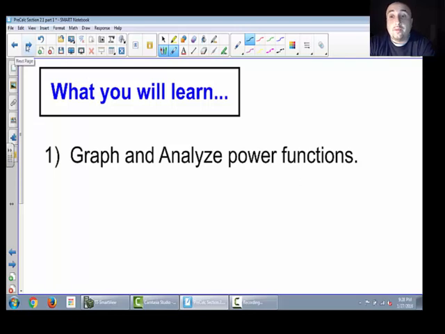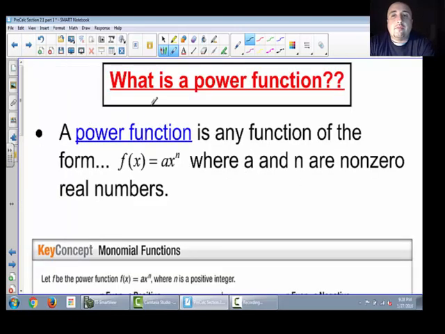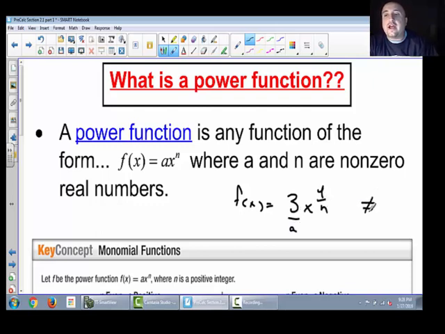All right, so we have to figure out what a power function is to begin with. So a power function is any function of the form f of x equals ax to the n, where a and n are non-zero real numbers. So they can be any number you want as long as they're non-zero. So for instance, f of x equals, let's say, 3x to the fourth. That is considered a power function because the 3 is your a, the 4 is your n, and they're not equal to 0. Okay, so that's what a power function is.